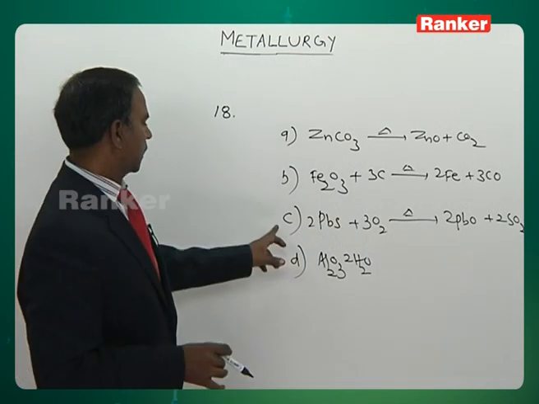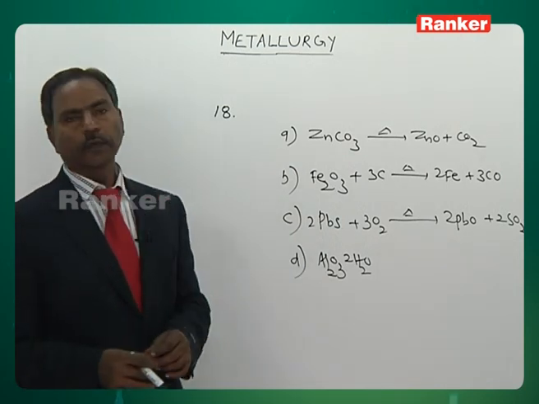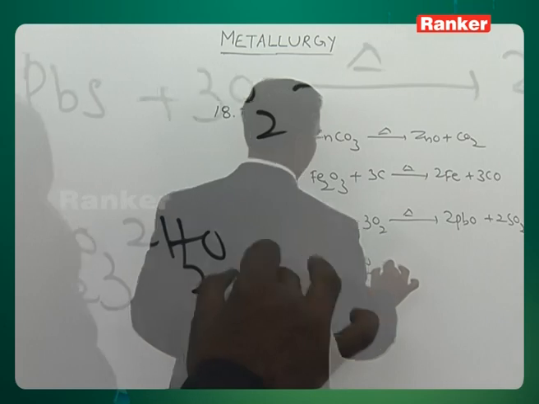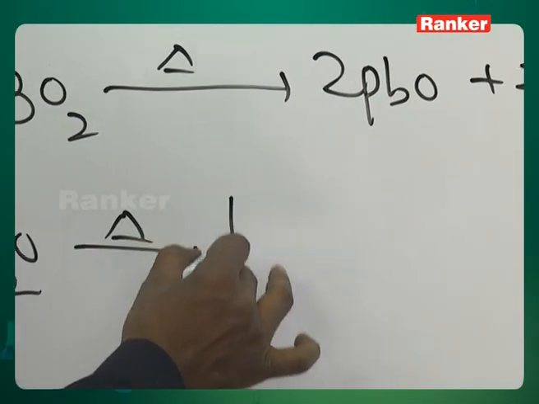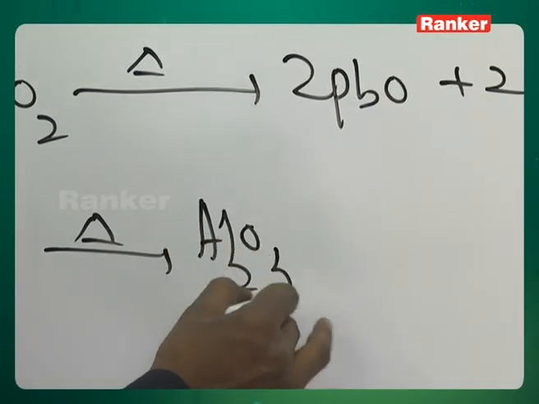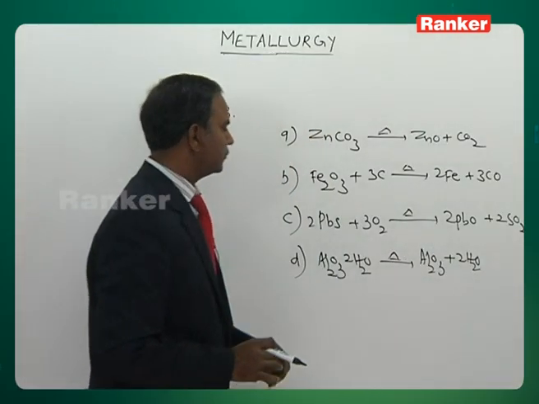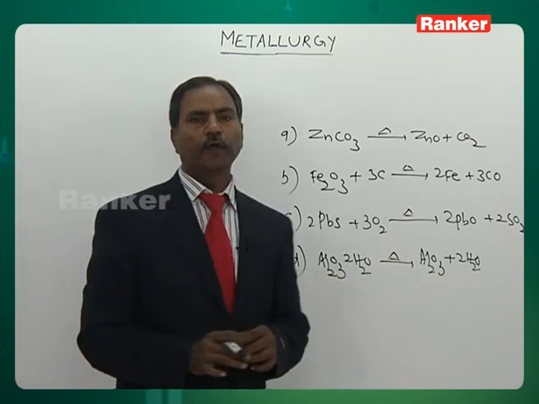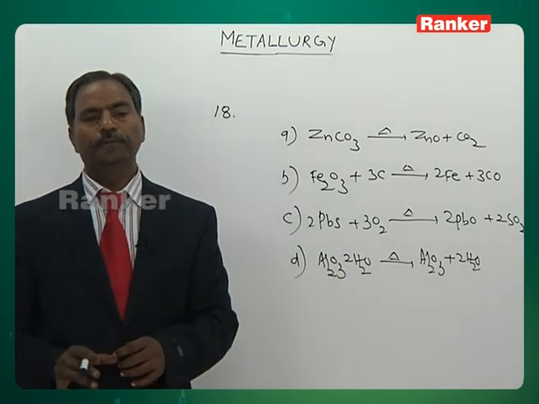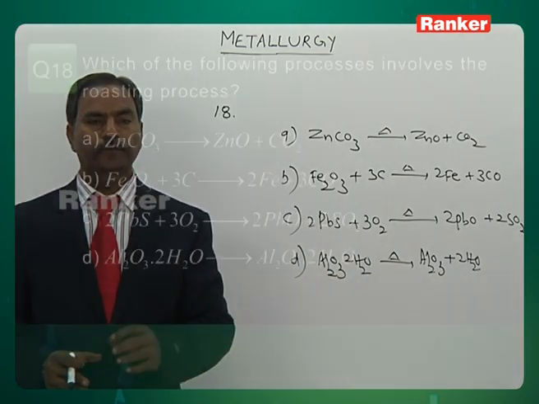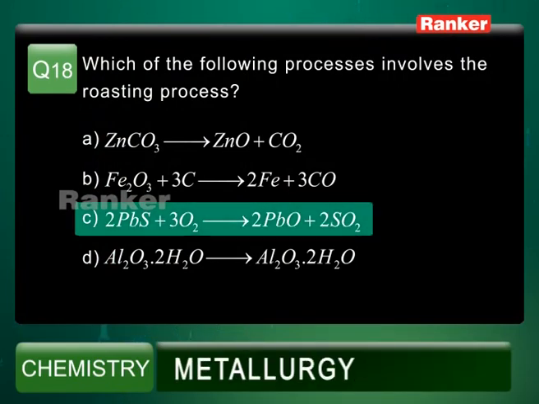PbO. This particular Al2O3·2H2O, this is simply heated. It is dehydrated. Simply we can call it the dehydration process. So, wherever the sulphide ore is there, for that only we apply this roasting process. So, therefore, question number 18, answer is C.